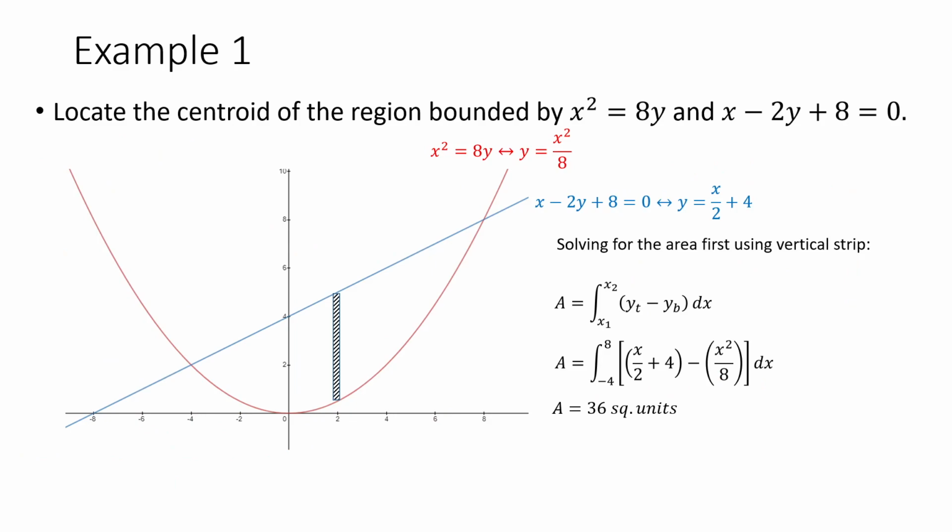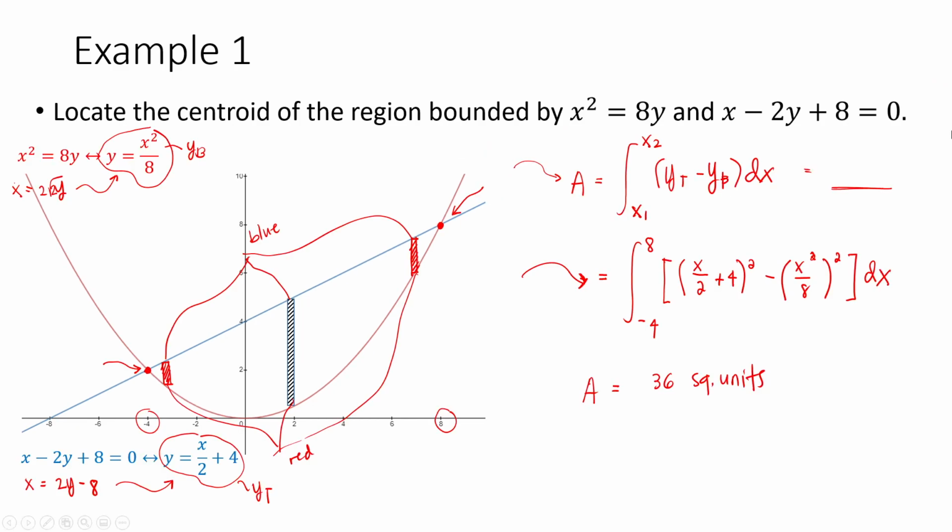Okay, so that will be the solution, right? Why is there a square here? There's a mistake here. This one has no square here. It's y top minus y bottom.